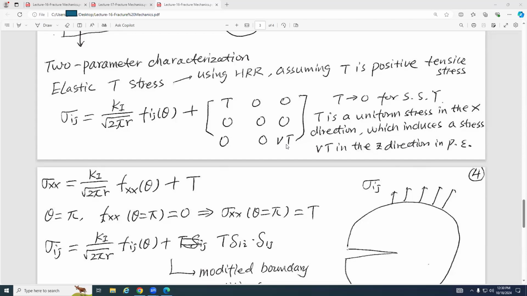Questions, guys? Because sigma ij is a 3x3 tensor, right? You guys still remember? So I can just look at sigma xx in the x direction, and so we have K_I over square root of 2 pi r, f_xx of theta, plus T. This is sigma xx.